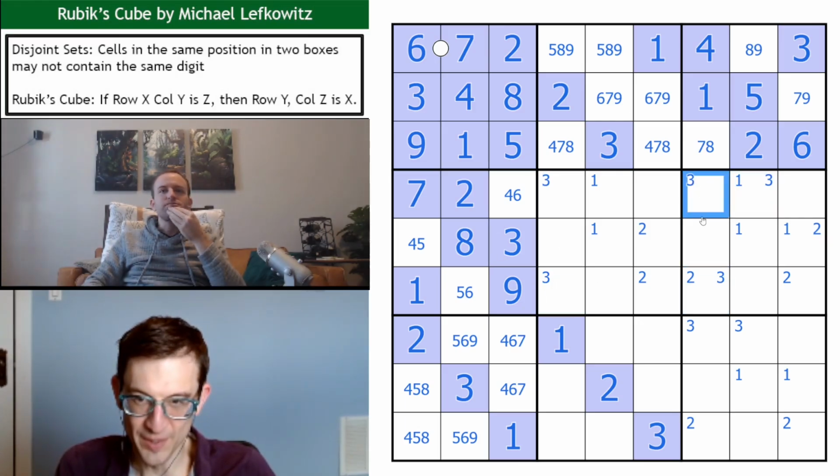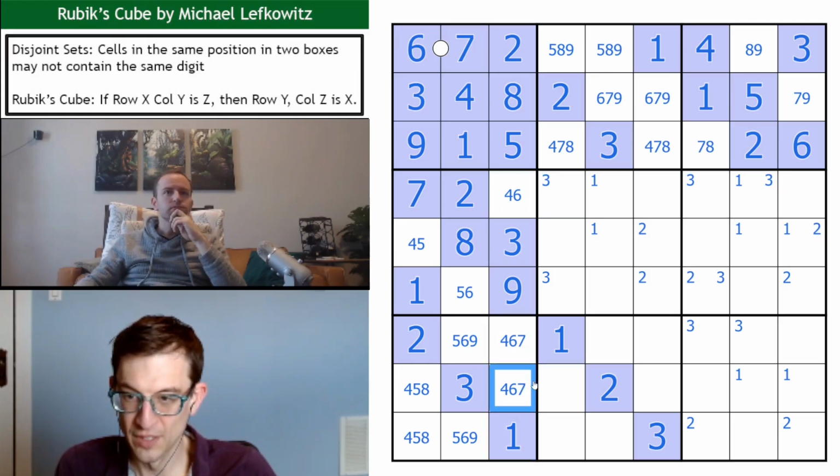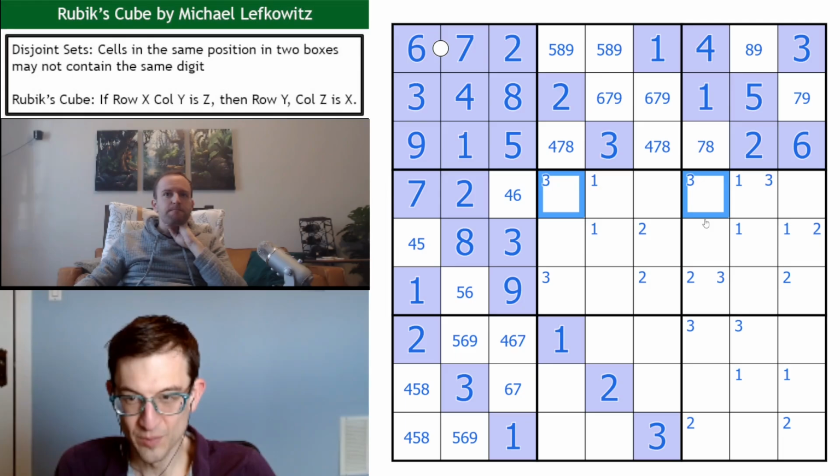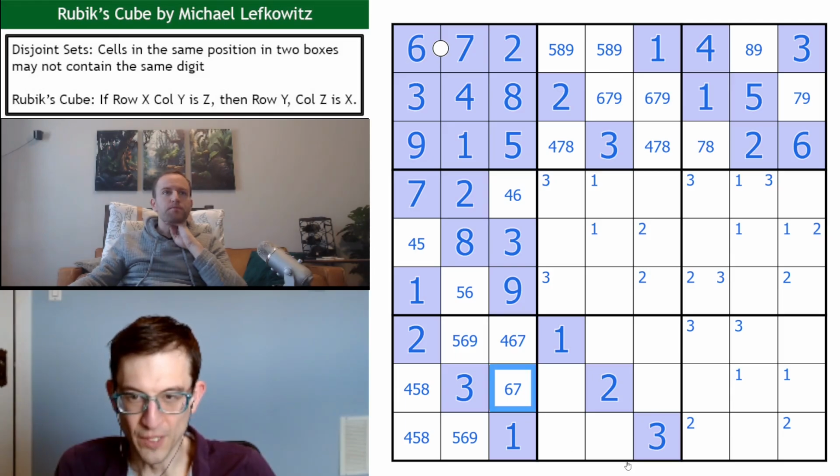So if this is three, I get 4 7 3, which puts a four. No, 4 7 3, 7 3 4. Oh, interesting. So one of these is four because one of these is three. Oh, I see. So one of these is four, which means that's not four.